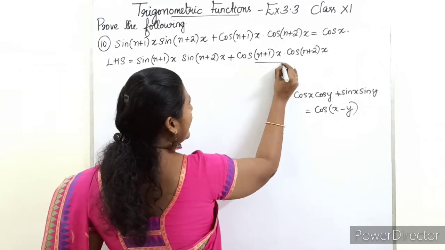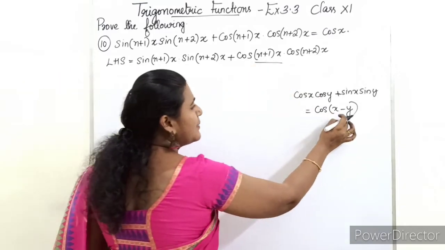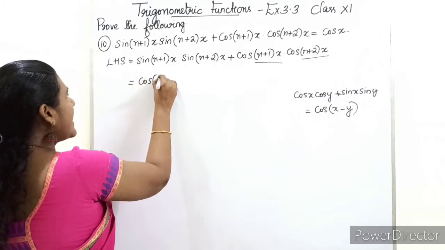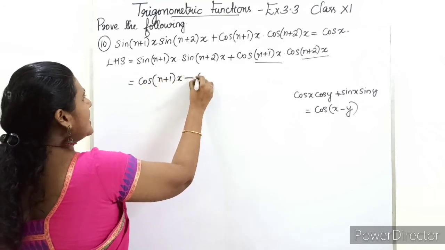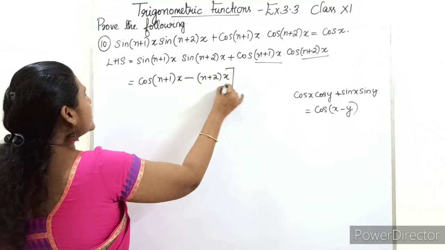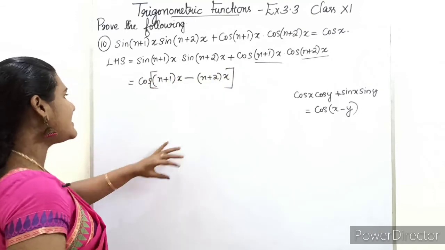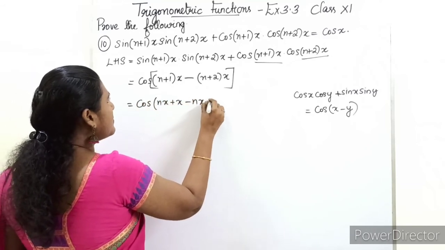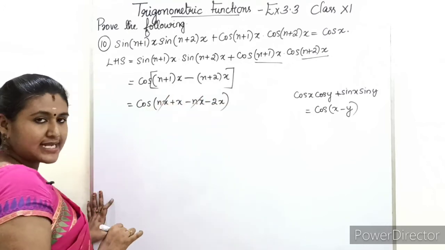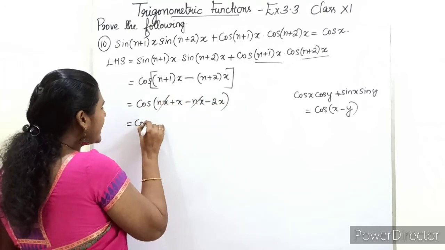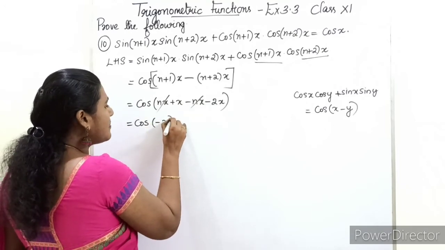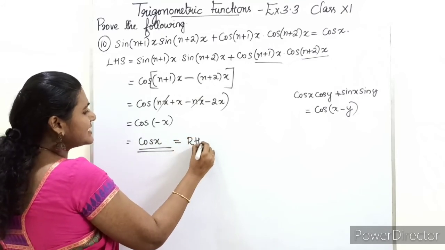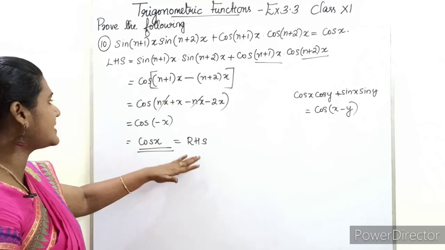So here in place of x we have (n+1)x, and in place of y we have (n+2)x. So we can write this as cos[(n+1)x − (n+2)x], that is cos(x − y). Now we will simplify this, which is equal to cos(nx + x − nx − 2x). So here nx will get cancelled and you will get cos(x − 2x), that is cos(−x), which is equal to cos x. You know that cos(−x) is equal to cos x, so we got the right side. So the RHS expression we got.